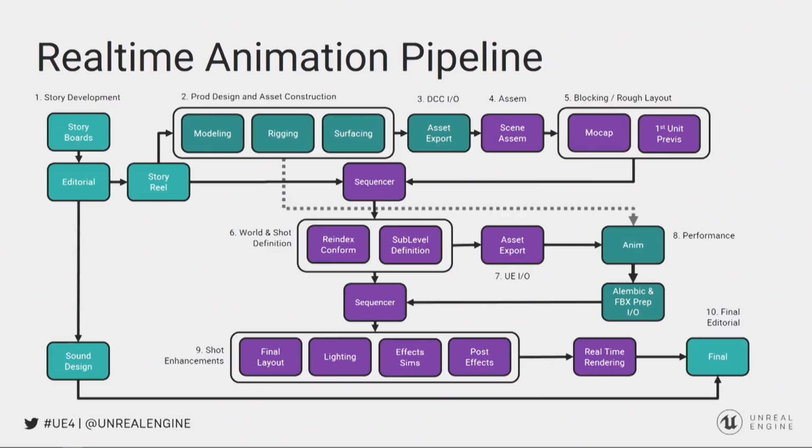All right, so here's our pipeline. If we look at all these new changes, it would probably look something like this. It's still kind of traditional, but it's something like this. You have your story department, goes into editorial and story reel, but the story reel feeds into sequencer, and it also starts your production design and asset construction phases. You would then output from the DCC and export those assets and construct your scene assembly inside of Unreal Engine.